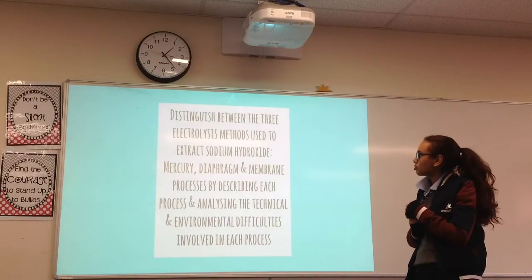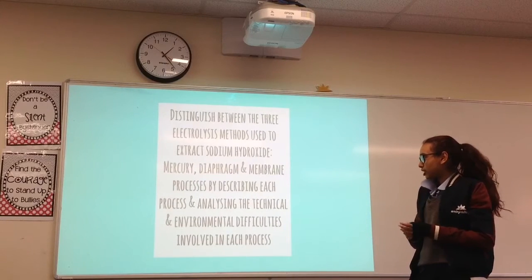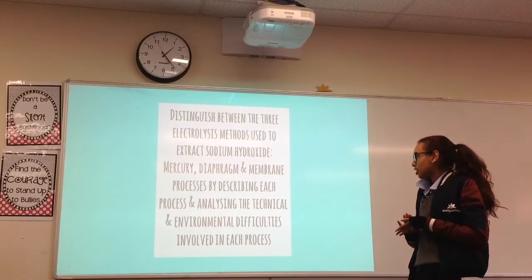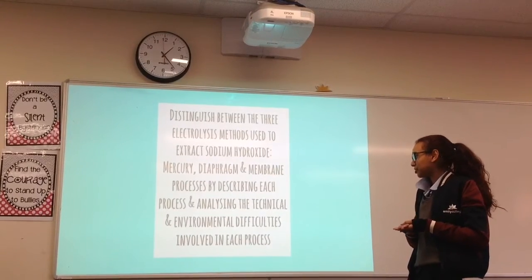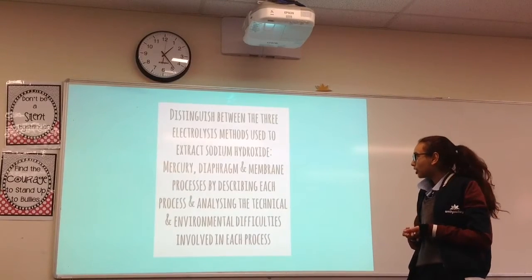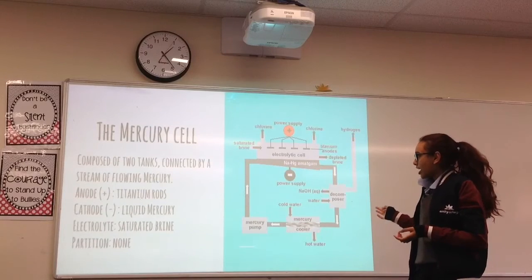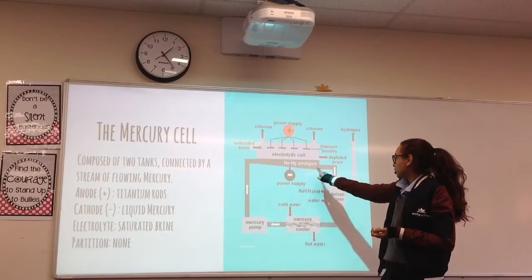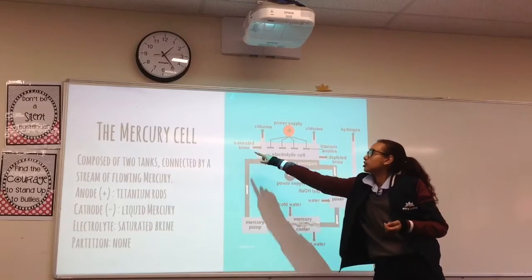Next is distinguish between the three electrolysis methods used to extract sodium hydroxide, so the mercury, diaphragm, and membrane processes, by describing each process and analyzing the technical and environmental difficulties involved in each process. So this is just a diagram of the mercury cell. The anode is the titanium rods. The cathode is liquid mercury, which flows along, and the electrolyte is the saturated brine, which is put in through there.